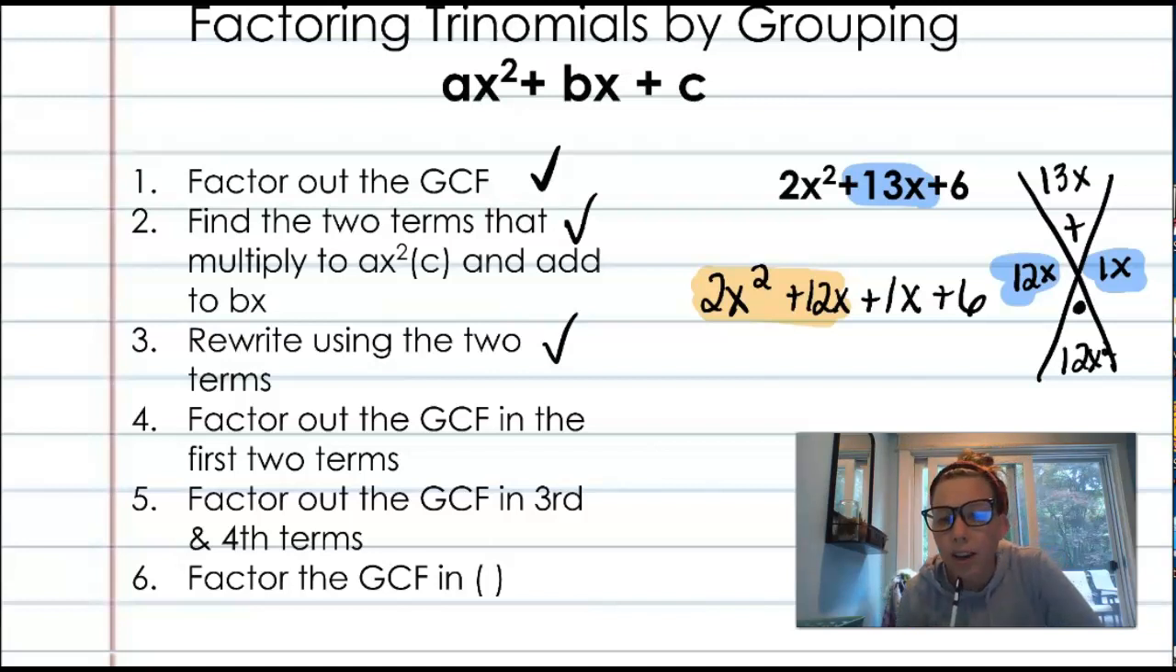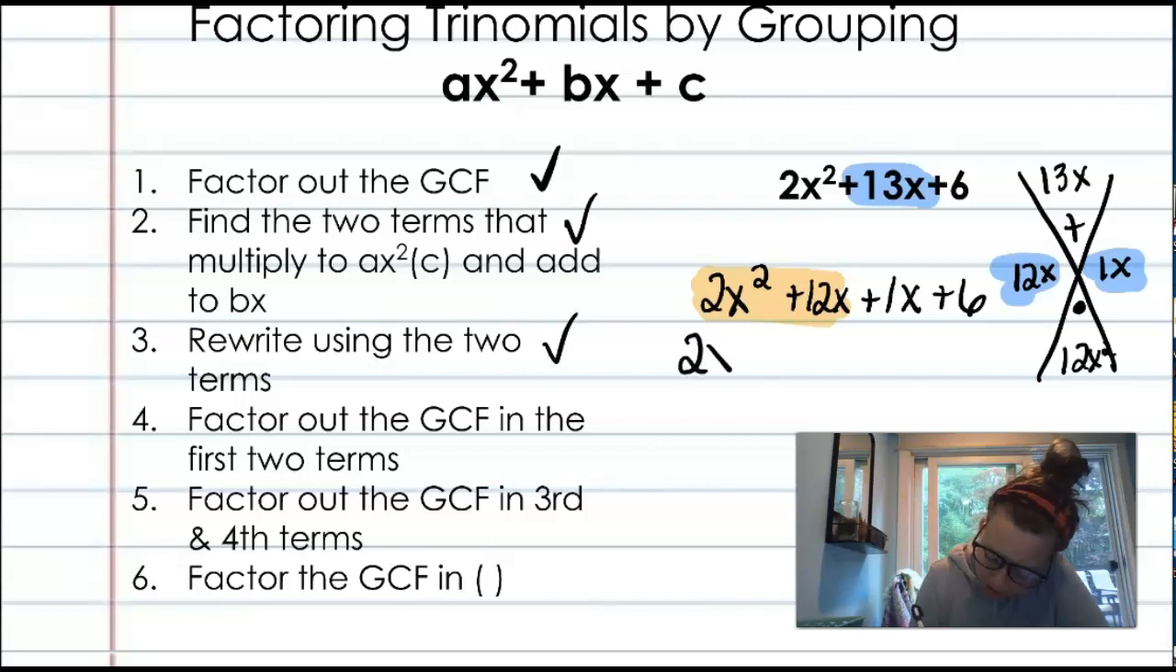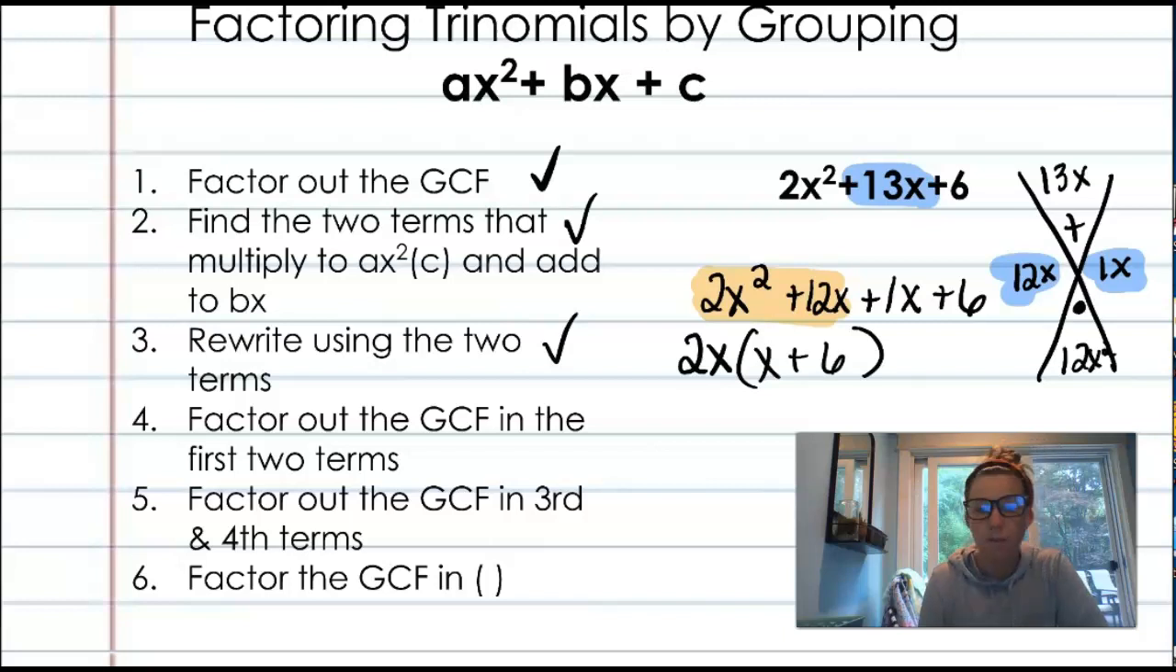So factoring out, both of those terms have a 2 in common, right? That's a GCF, and then also an x. And then I'm going to rewrite the second part of it in parentheses. So if I take out 2x, then that means that I have just 1x left. 12x divided by 2x is just 6. So that's what it looks like.